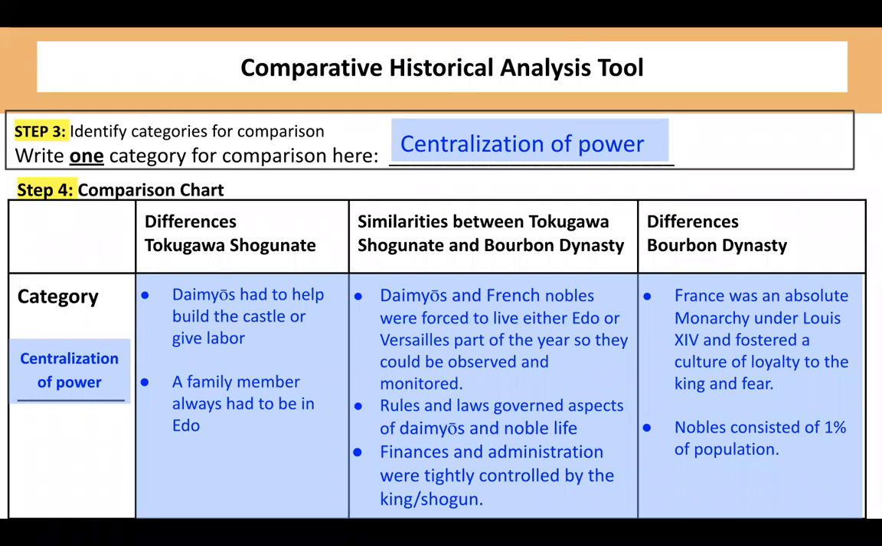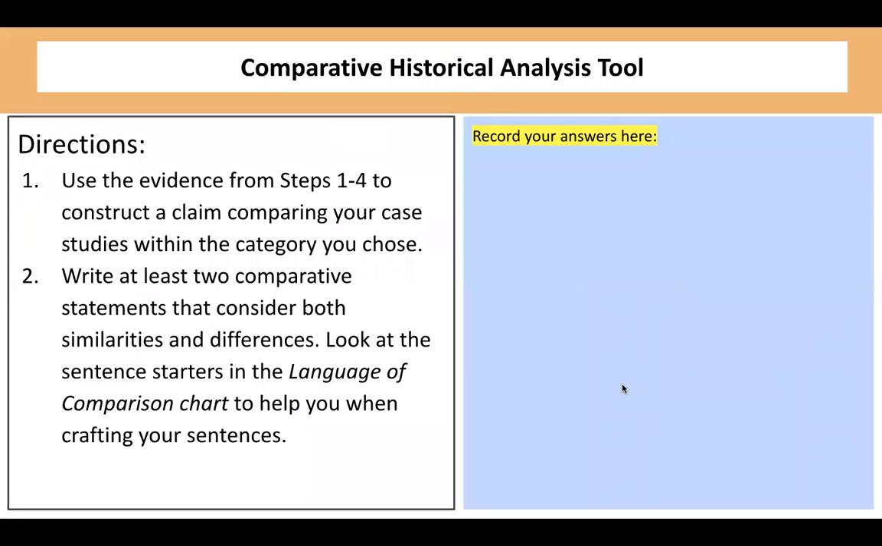So our next step now is to put everything together, and we're going to use the evidence from steps 1 through 4 to create a claim comparing our case studies. What we want to do is use at least a couple of comparative statements to really consider, like we mentioned before, both their similarities and their differences. And you may wish to look at the sentence starters in the language of comparison chart as well. So you may wish to pause here if you want to write your comparative historical analysis and then see how it works against mine.